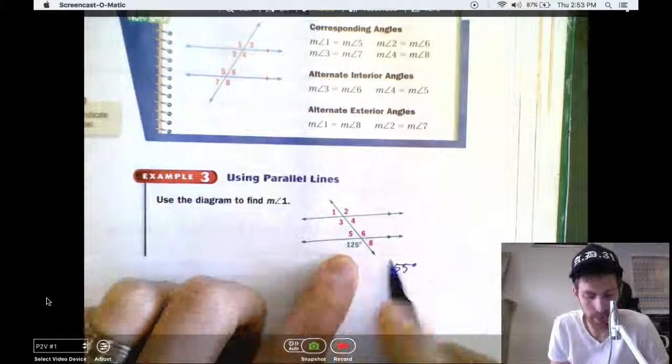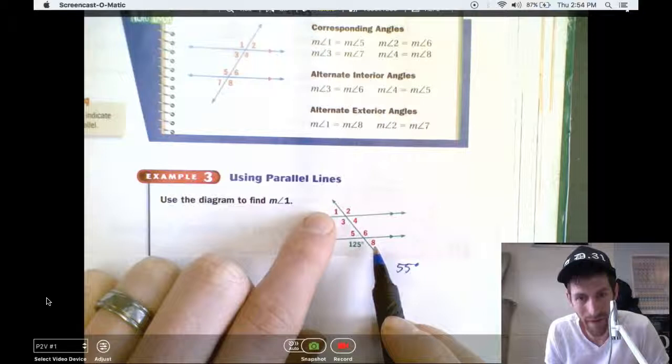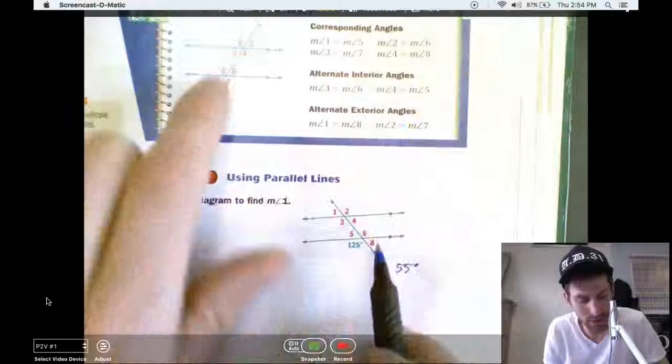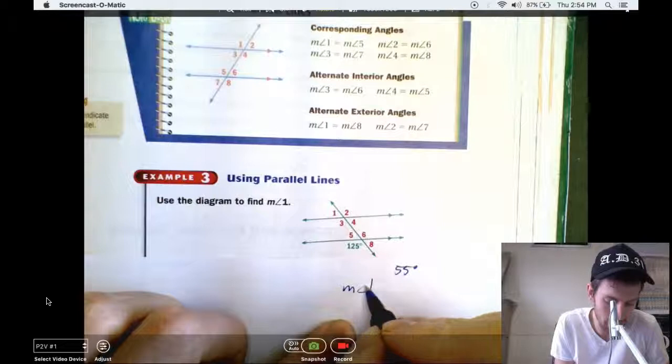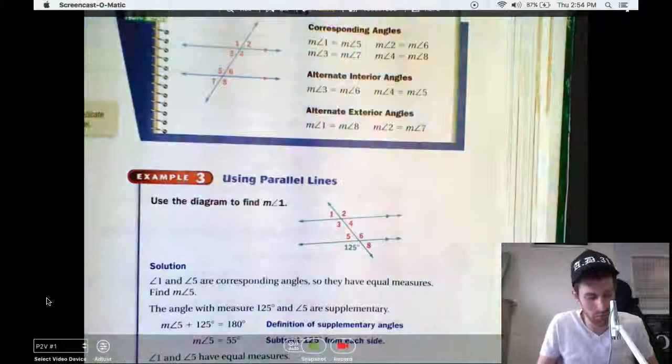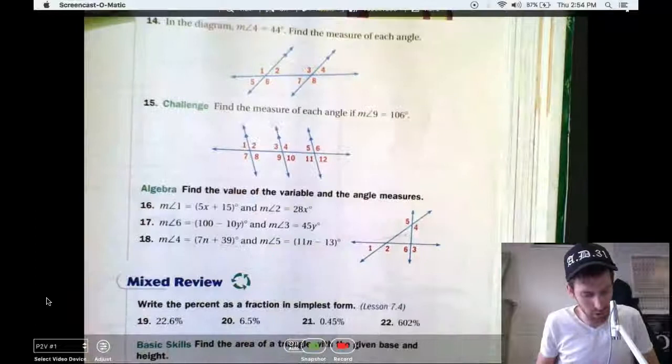Now, are 1 and 8 related? They are alternate exterior angles. Just like up here, 1 and 8, 1 and 8. Exterior, outside of the parallel lines, and they're alternate, so they are the same. So angle 1, measure of angle 1, must be also 55 degrees. Okay? And let me take a look quickly at your section here.